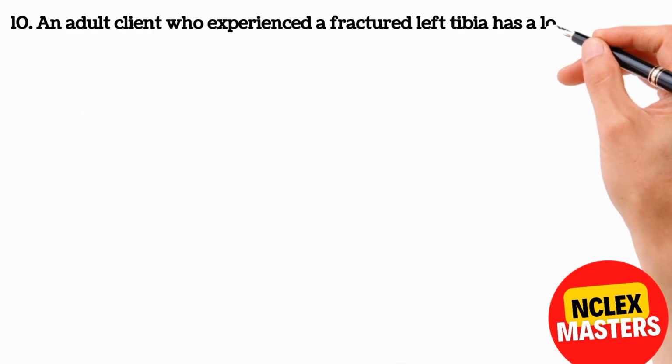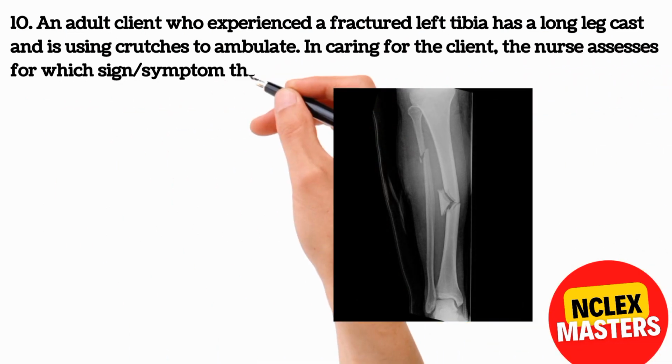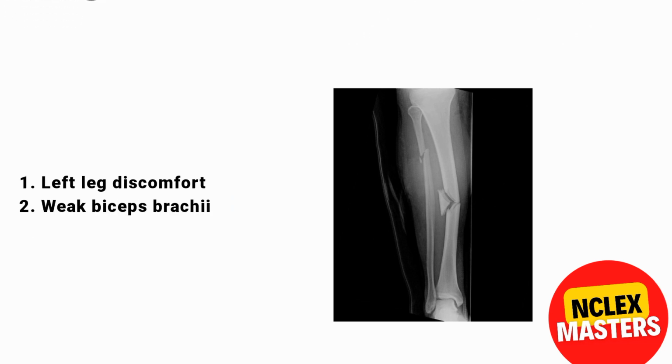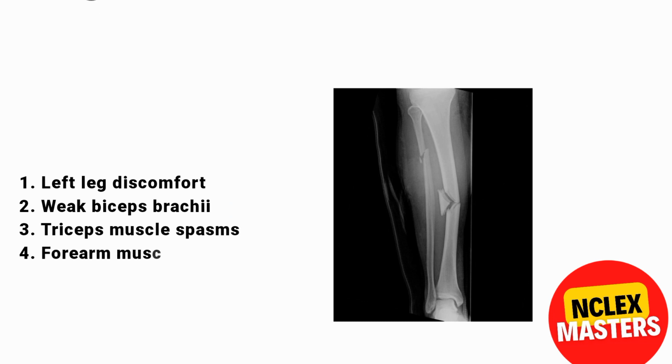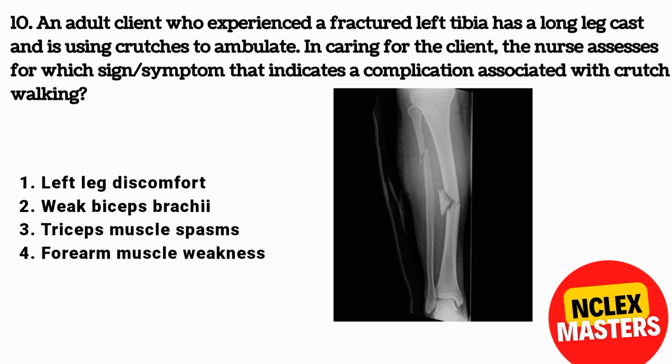And finally, the last question. An adult client who experienced a fractured left tibia has a long leg cast and is using crutches to ambulate. In caring for the client, the nurse assesses for which sign or symptom that indicates a complication associated with crutch walking. Left leg discomfort, weak biceps brachii, triceps muscle spasm, or forearm muscle weakness.